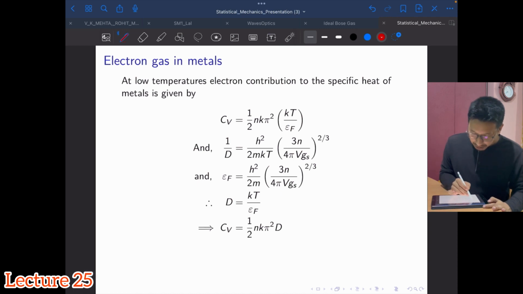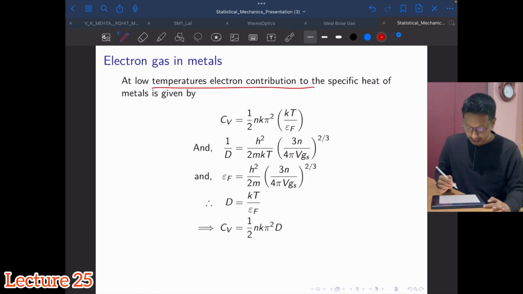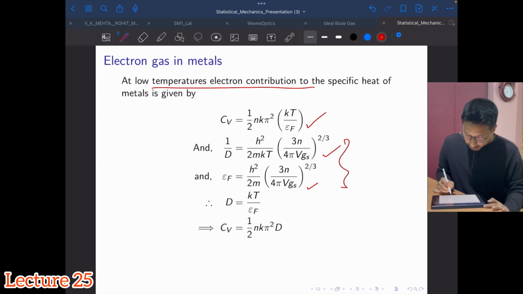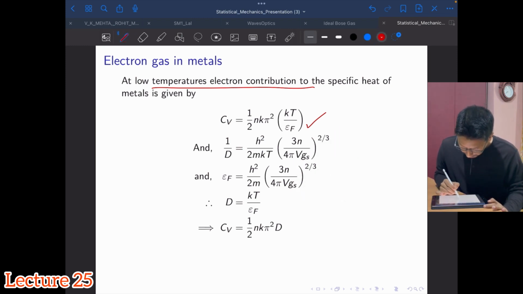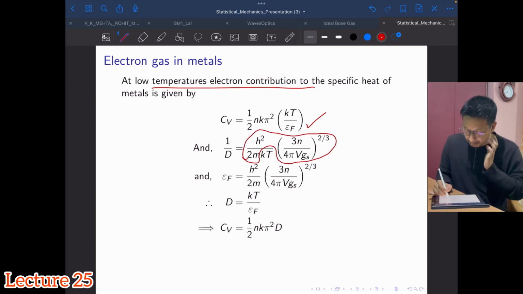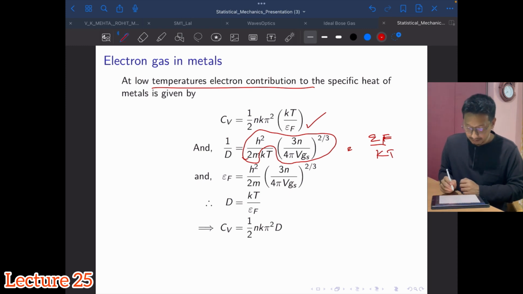At low temperatures, the electron contribution to specific heat can also be calculated. So C is given by this, 1 by D is given by this, right? And we know the Fermi energy expression. Using these two, let me show you how I got D equal to kT by E_F. If I take this part, it is nothing but the Fermi energy by kT. So D is given by this, and I can write C_V in terms of D.